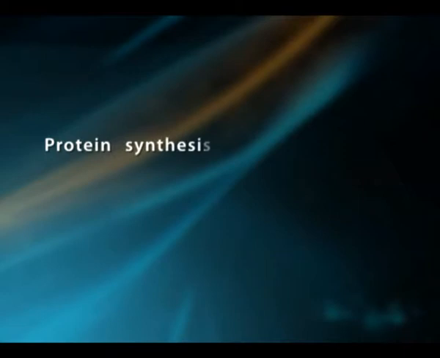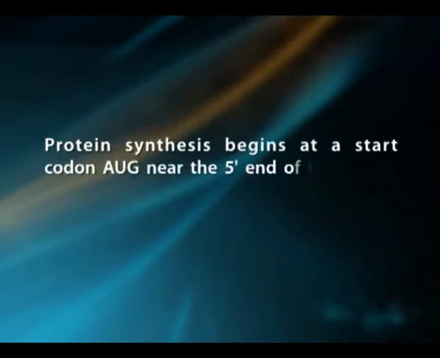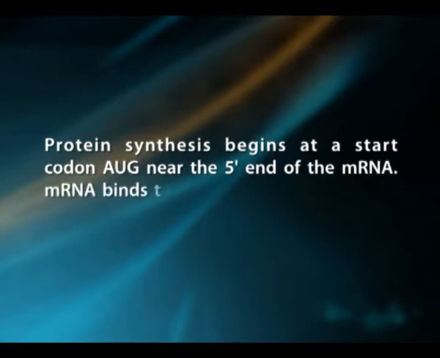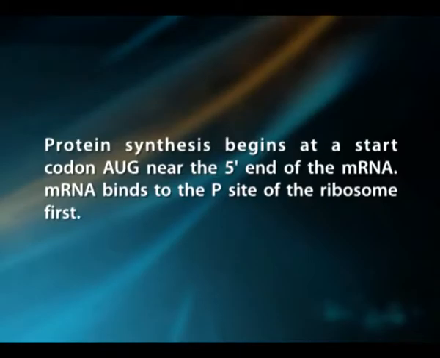Protein synthesis begins at a start codon AUG near the 5' end of the mRNA. mRNA binds to the P site of the ribosome first. The ribosome is able to identify the start codon by the use of the Shine-Dalgarno sequence of the mRNA in prokaryotes and Kozak box in eukaryotes.